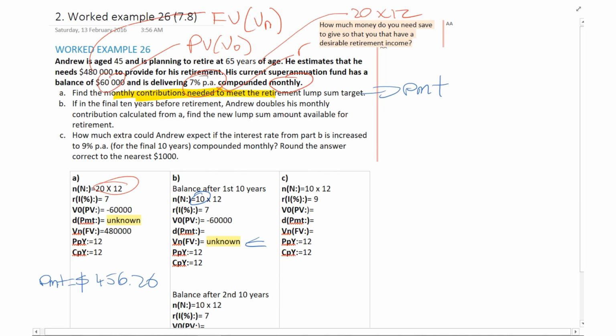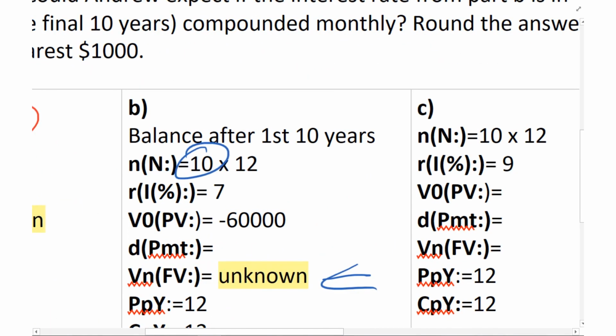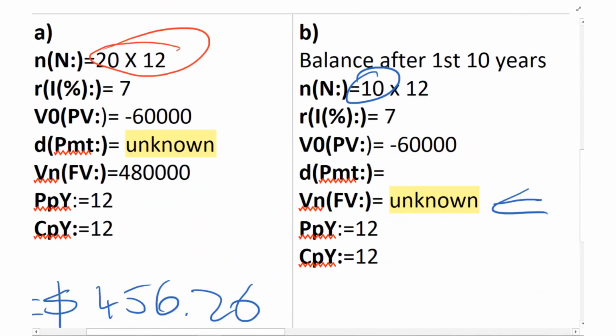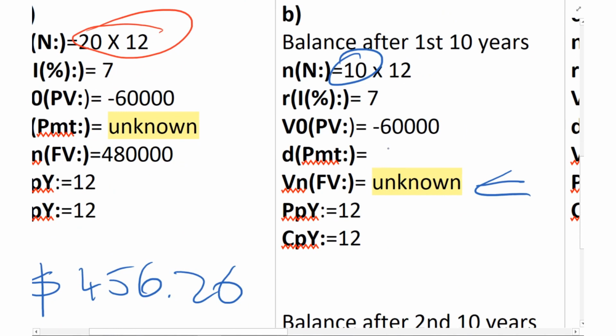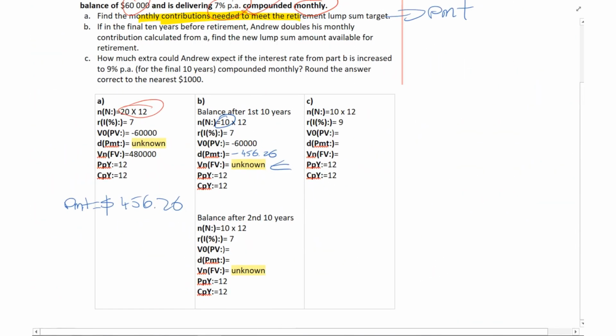Okay, so that becomes 10 times 12 now. Interest rate's still the same. It's still got 60 grand put in there at the start. My payment, and the reason I zoomed in is because I'm not going to fit it otherwise. And remember, this is going to be a negative number. I'm going to put negative 4.5626.